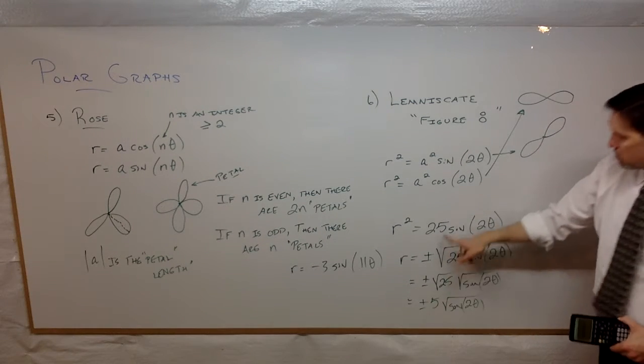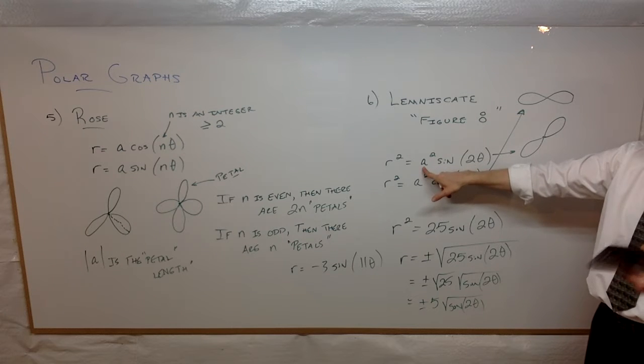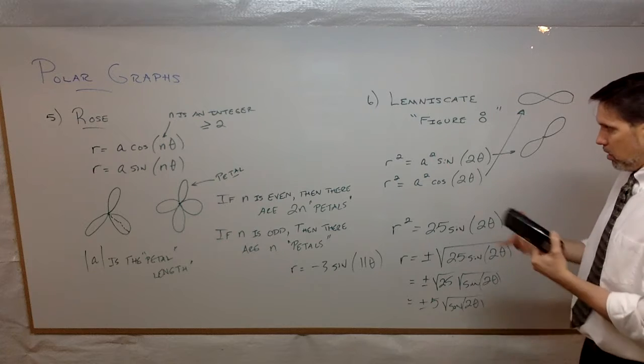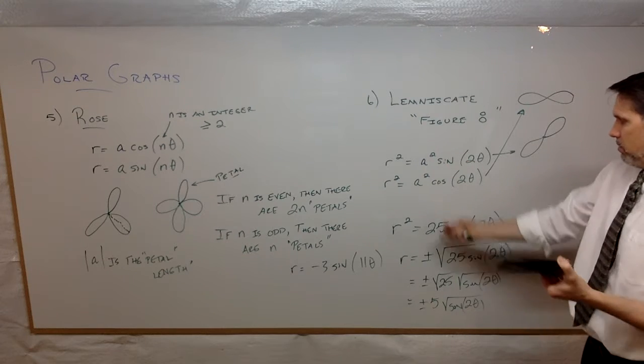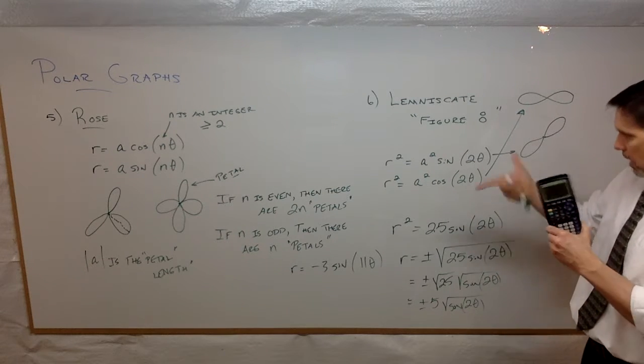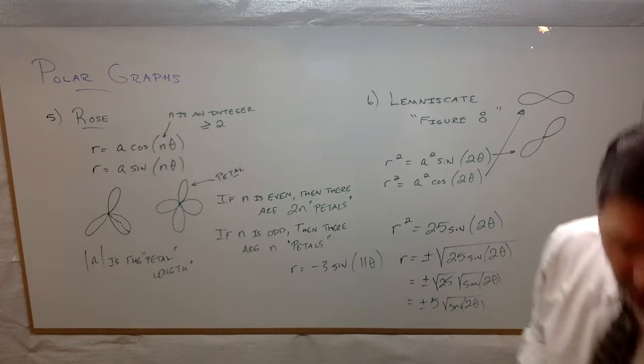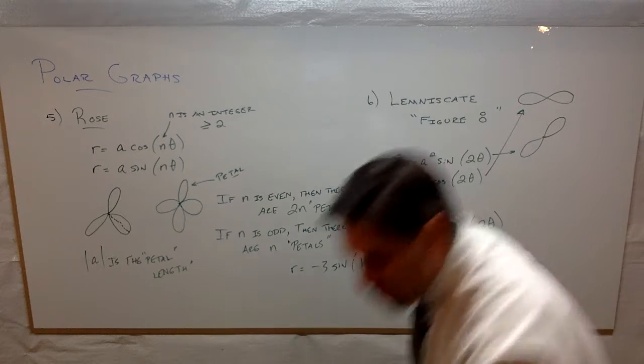We can look at that, or you can look at the fact that that number that we're writing here is a squared, where the absolute value of a will be the length of each petal. So there's your lemniscate. All right, last one.